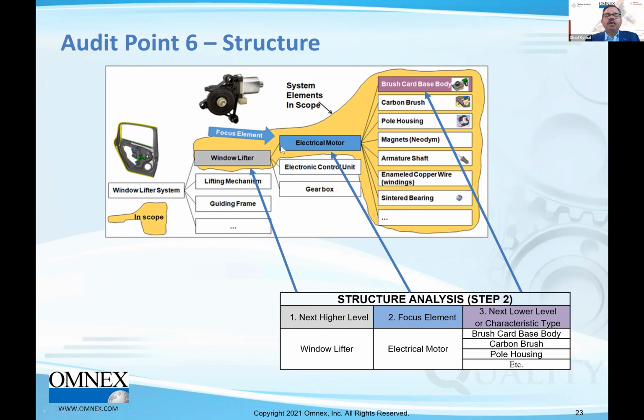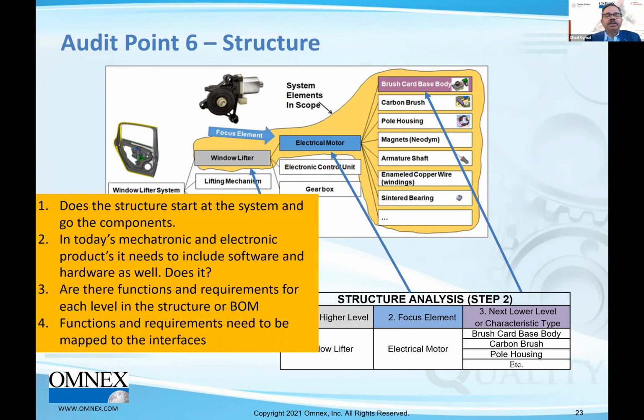So if this is our focus, the window lifter, well, the focus element is the electric motor. The electric motor needs to have a structure. This is the function. The electric motor is the focus element, the higher level is the window lifter, and the lower level is all these different lower levels, all right? That's the structure analysis, but it comes from this picture. Does a structure start at the system and go to the components? I'd like to actually see this entire flow down of the structure of the BOM.